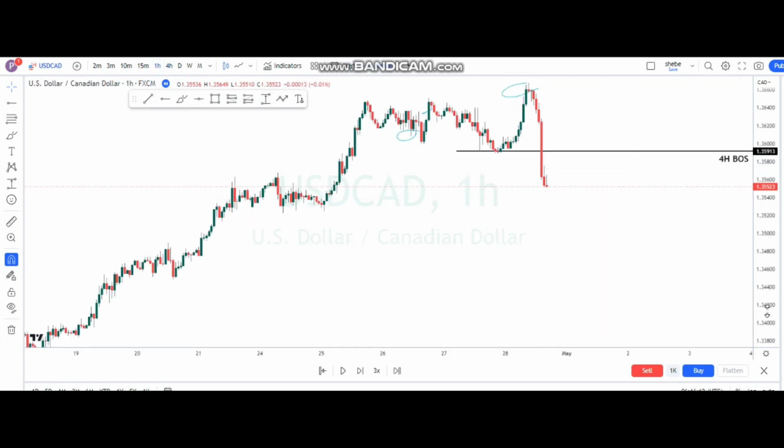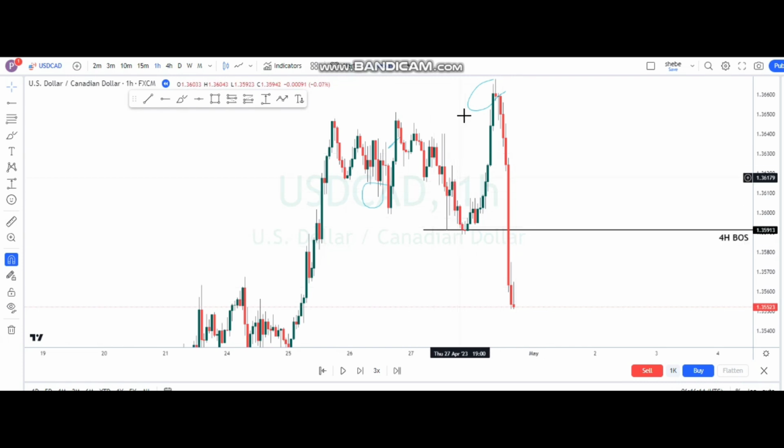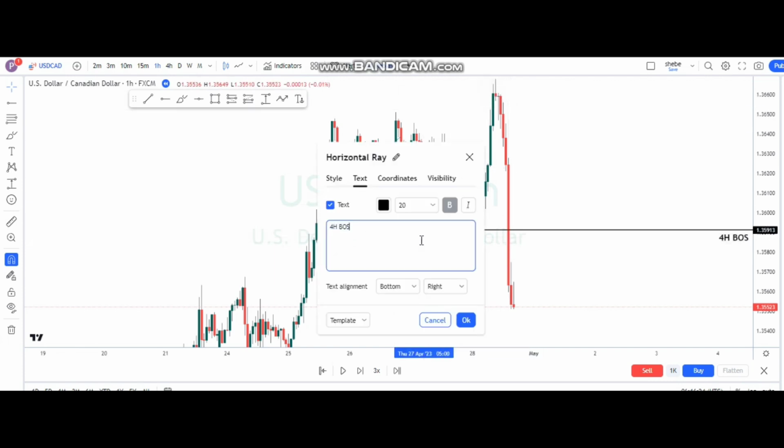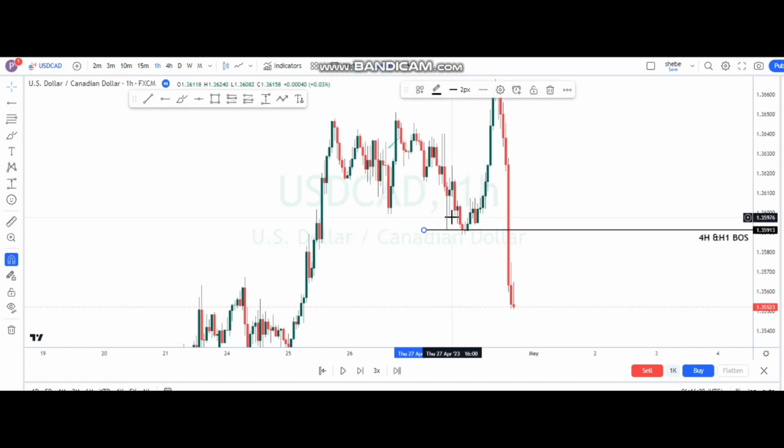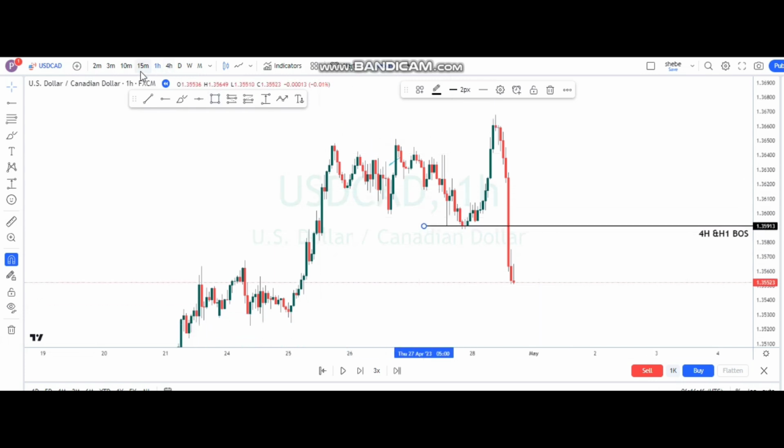If you try to look afresh, the 1 hour break of structure is just the same as the 4 hour break of structure, and you can see that this is the 4 hour break of structure, and the H1 BOS. So for this pair, we are more confident that we are going to take a buy.